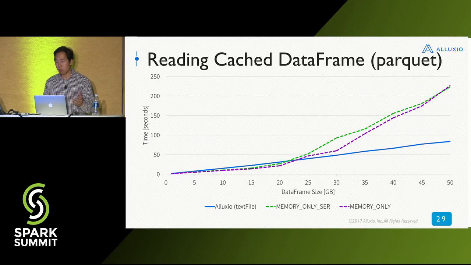We did similar experiments with the DataFrame API, and we got similar results as well. With the smaller dataset sizes, the Spark cache outperforms Alluxio, but as the dataset sizes grow, Alluxio scales linearly. One thing to note is that for all these systems, we used the default out-of-the-box parameters. So I'm sure you could tune the parameters to get better performance, but these were all done with the default settings.